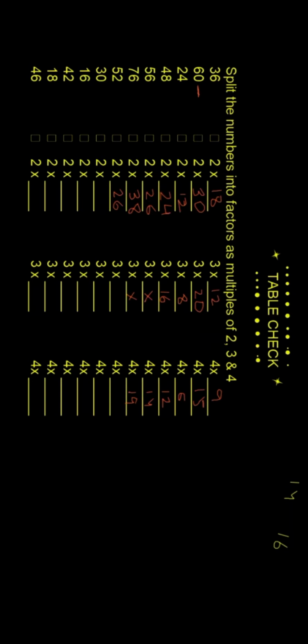It's okay. Then we've got 52. 5 plus 2 is a 7. It's not divisible by 3. I'm checking the table of 4. Yes, I have seen it in the table of 4. 4 times 13 gives me a 52.